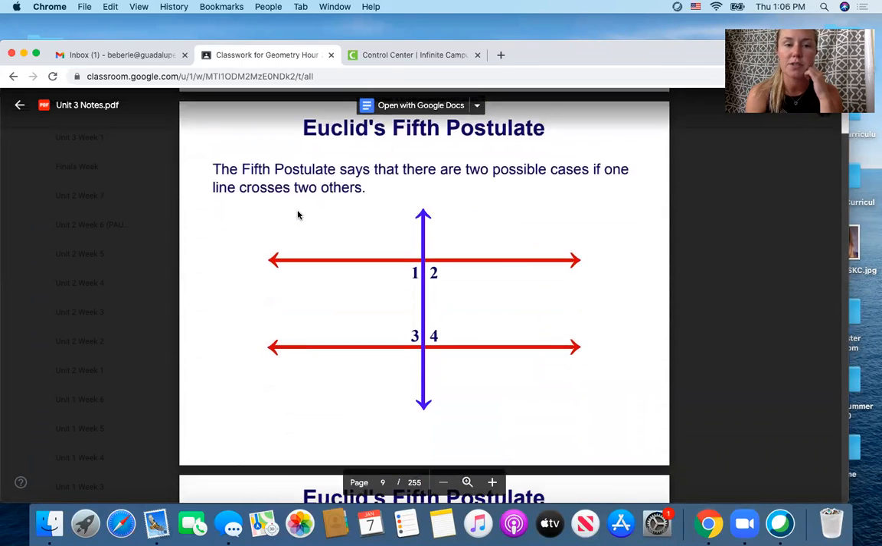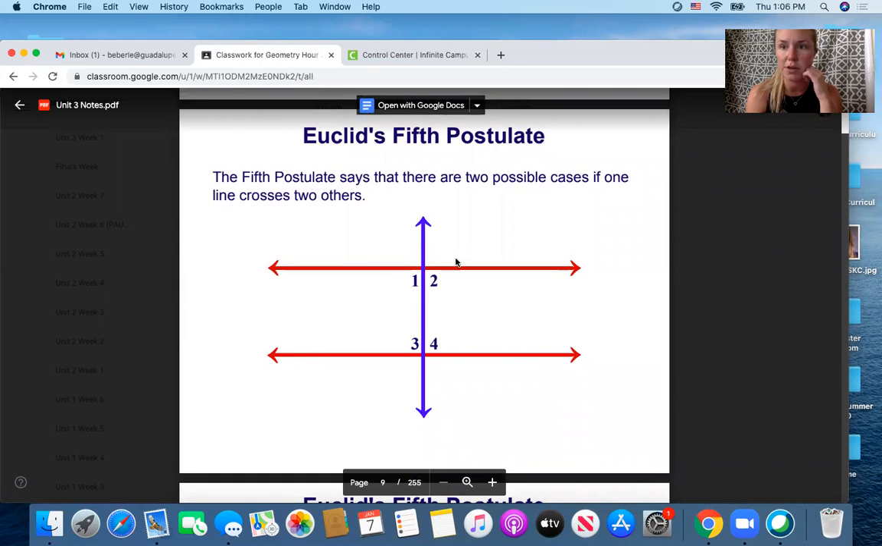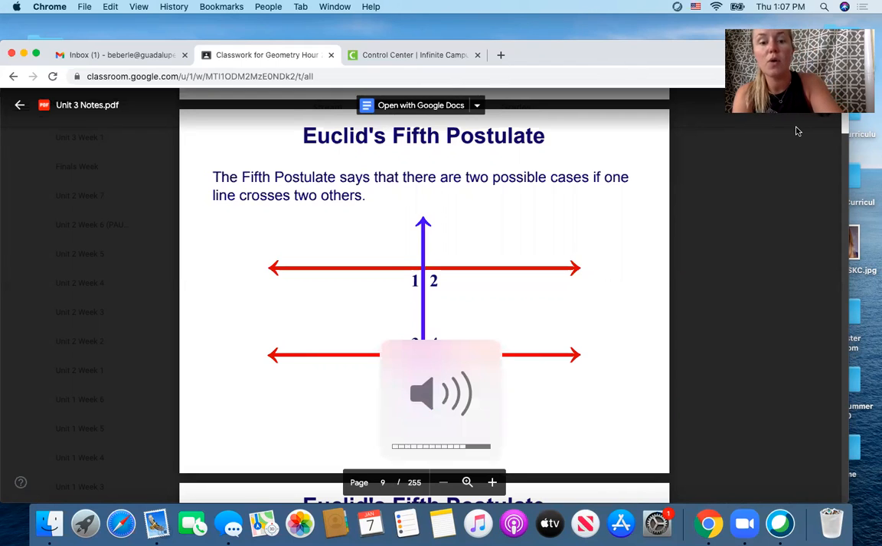So Euclid's 5th postulate, and this kind of looks really similar to what we've been working on. You'll notice these angles here. They kind of relate to the angles that we've been working on in class previously. So the 5th postulate says that there are 2 possible cases if one line crosses 2 others. Can somebody tell me in the chat what a line that's intersecting 2 other lines is called? What is a line that's intersecting 2 other lines called? We went over this already. Perpendicular? In this case, it is creating perpendicular lines, but there's a word for it that starts with a T.